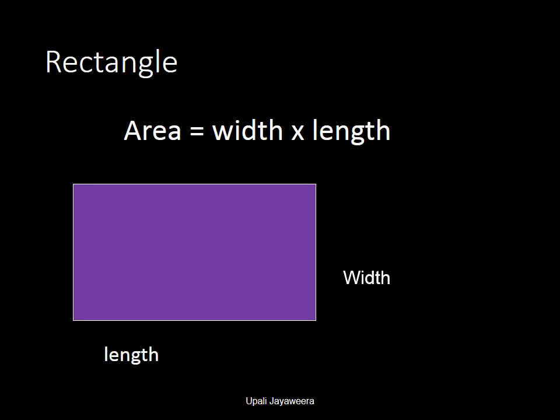First we'll get the rectangle. Area of the rectangle equals width into length. So if you are given the length and width, you can find the area of the rectangle.